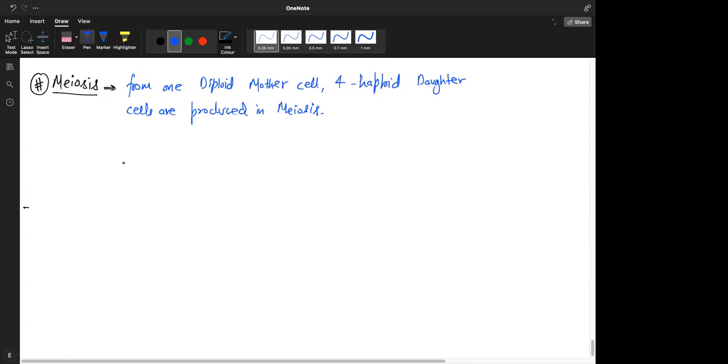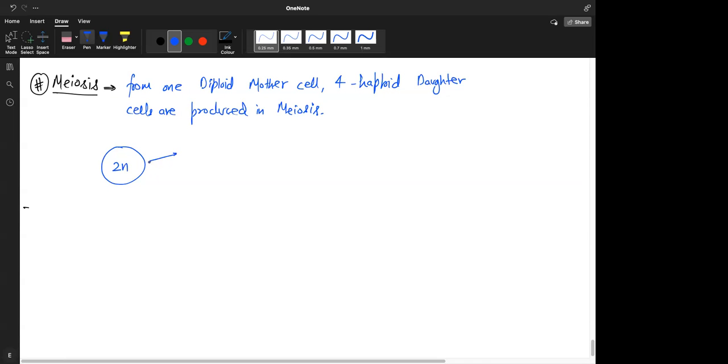So if I draw it, there is a mother cell. It has 2n, like 2 copy number of the genome. One copy came from the mother, the other copy came from the father. Understood?